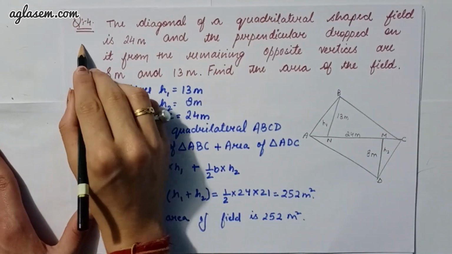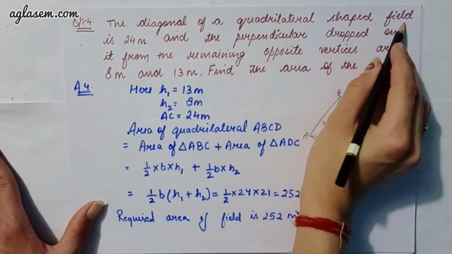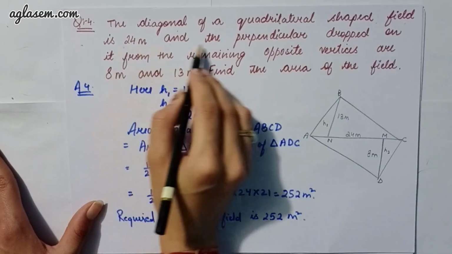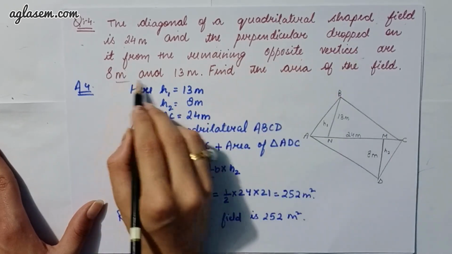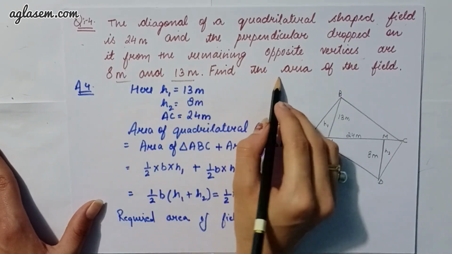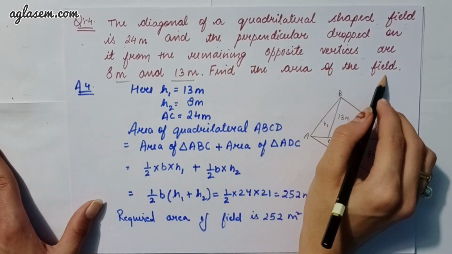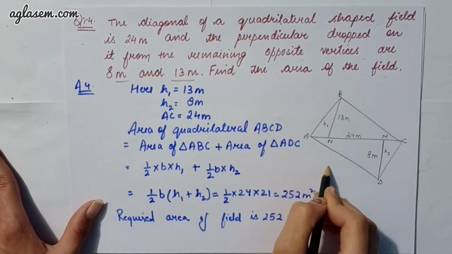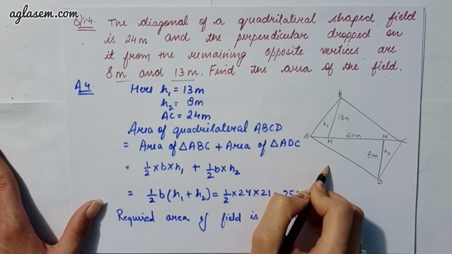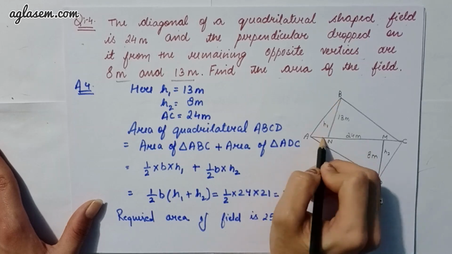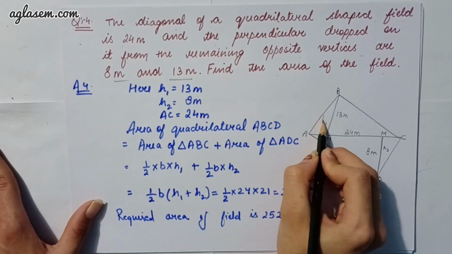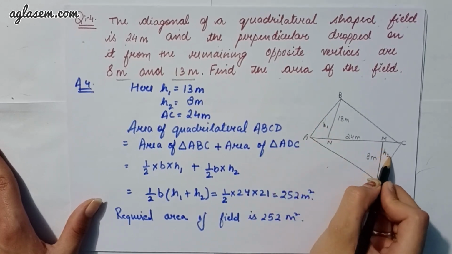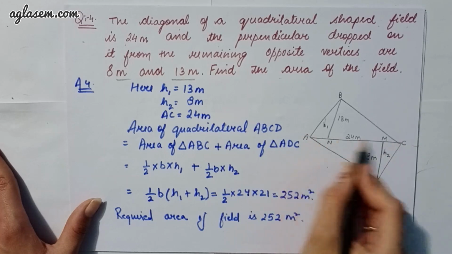Moving to the fourth question, which says the diagonal of a quadrilateral shaped field is 24 meter and the perpendiculars dropped on it from the remaining opposite vertices are 8 meter and 13 meter. We have to find the area of the field. So again, we can write the given statement, that is the heights are given to us. One height is 13 meter and the other height is 8 meter, right? So we can name them as H1 and H2. And AC is given, this one, as 24.